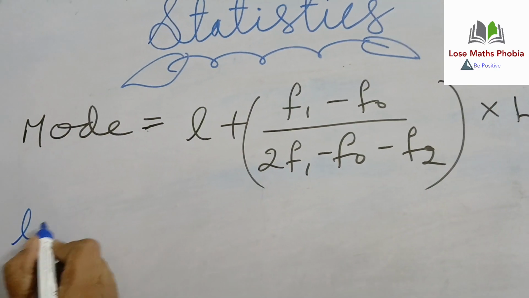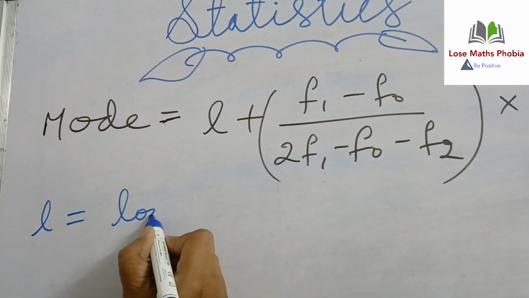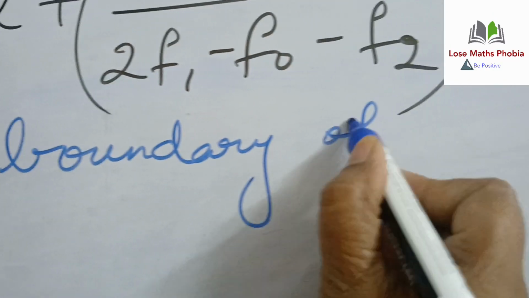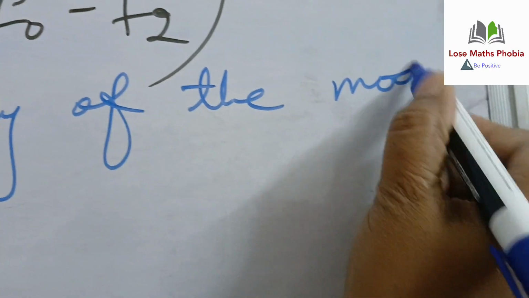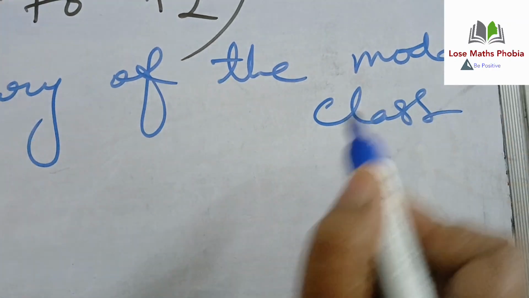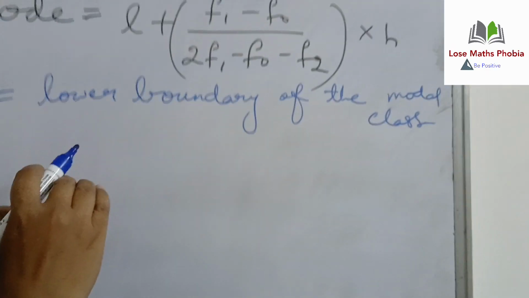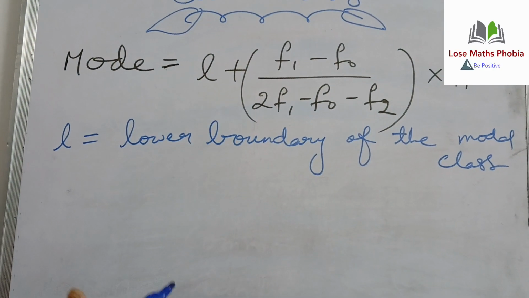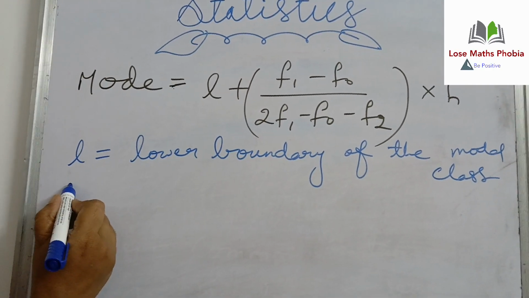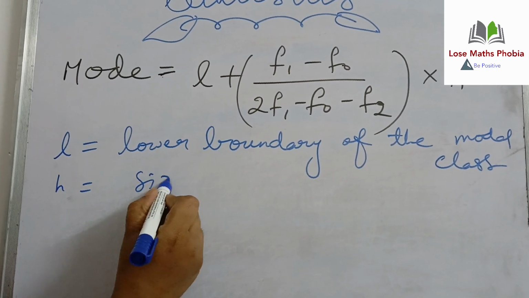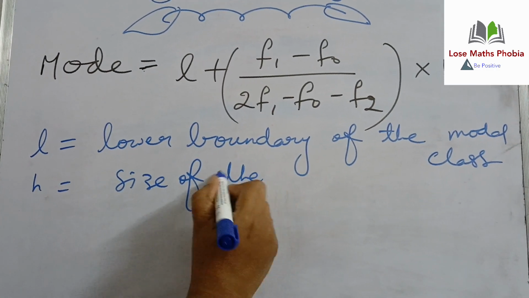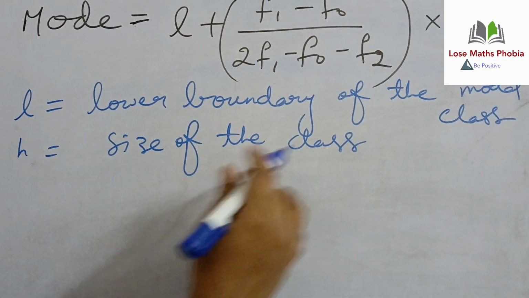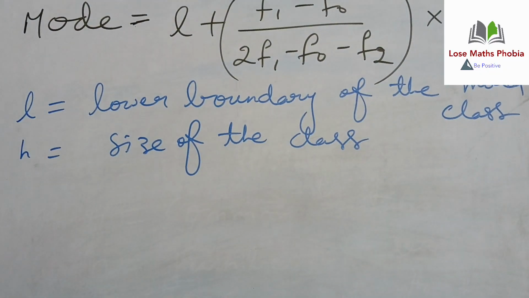We have to know what is L. Lower boundary of the modal class. In one class we will be discussing limits and boundaries. What is the difference between limit and boundary? We will discuss later on. And to find mode, generally the class intervals should be continuous. And what is H? Size of the class. Class interval also we can say, or height of the class, or size of the class interval we can say.